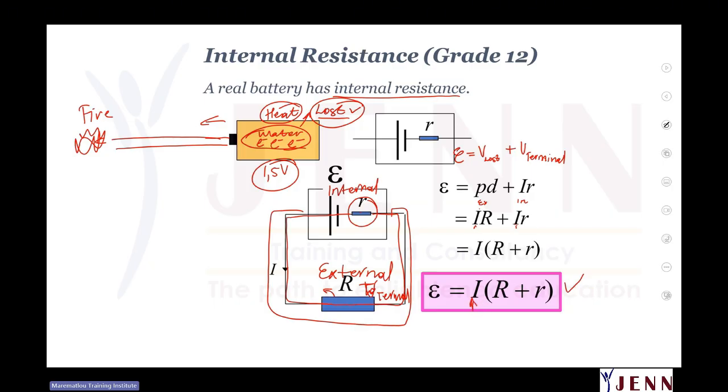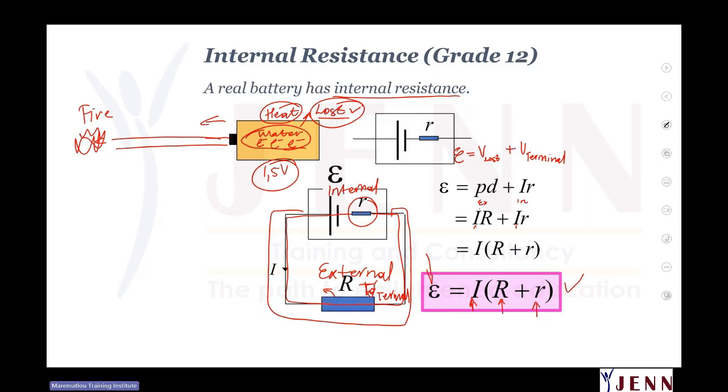Total current bracket total or effective resistance of the external circuit, that parallel and series connection that we're talking about, their total here, plus the resistance of the internal resistance of the battery. So this is the formula that we use to calculate the EMF of the circuit.